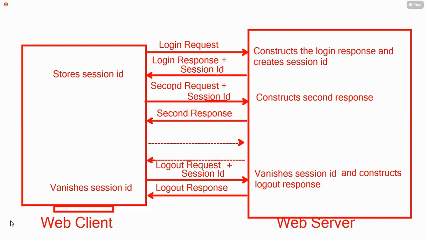Later, suppose this person selected some shopping items. The items come, that is the second request. The session ID also comes. Items are stored here. That is shopping items, shopping application. In another application, other things will be there. Like that, the second response is constructed.